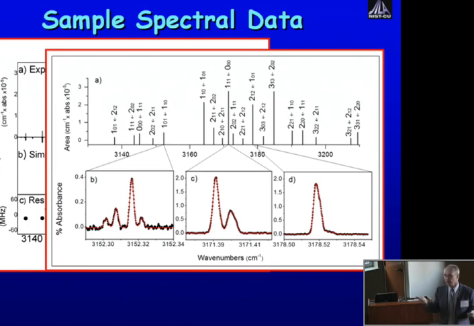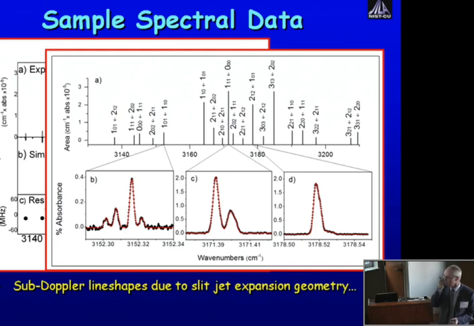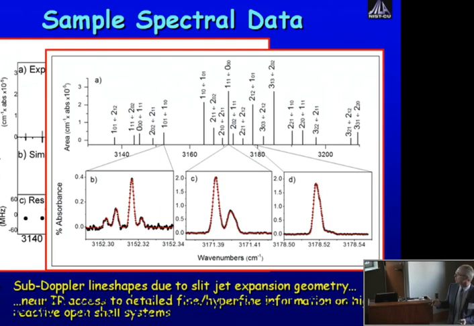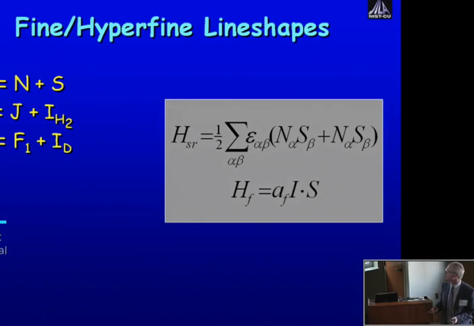Now, I'm speaking to people, or at least some people, for whom this resolution looks pathetic, right? But it's remarkably good for infrared. It's an order of magnitude or two better than what you can typically get in the infrared, because of this sub-Doppler line shape and the slit jet expansion geometry. So it provides access in the near-infrared to fine and occasionally even hyperfine information on open shell systems.